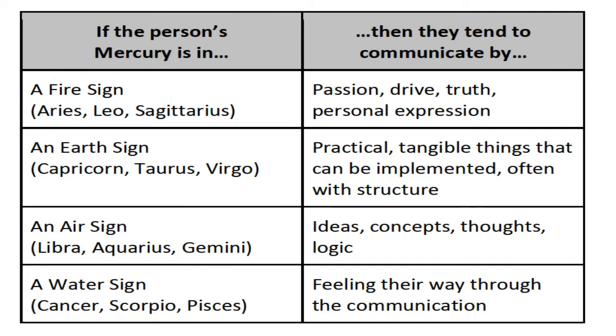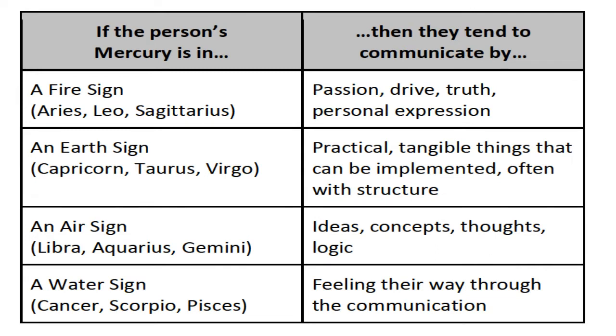So if we have fire, earth, air, and water, then the next logical question would be, well, how do I know what the other person's Mercury is? And really, you can hear it in their communication. You can hear it in the types of questions they're asking. And also, you can just run through the four different elements in what it is that you're sharing, what it is that you're talking about.